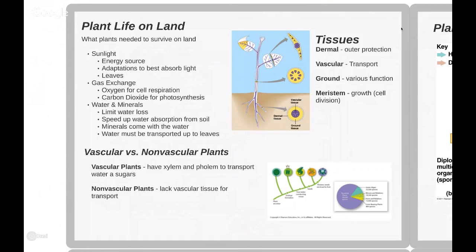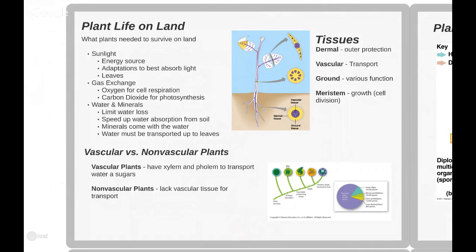They've also evolved to have gas exchange and use the gases needed for cell respiration and carbon dioxide for photosynthesis, and get those gases into their tissues. And they've also adapted to transport water and limit water loss, because once plants moved out of the water, they no longer had a constant water supply. They had to find ways to limit water loss, speed up water absorption, get the minerals that come with water, and then transport that water to the photosynthetic parts of the plant, which are the leaves.